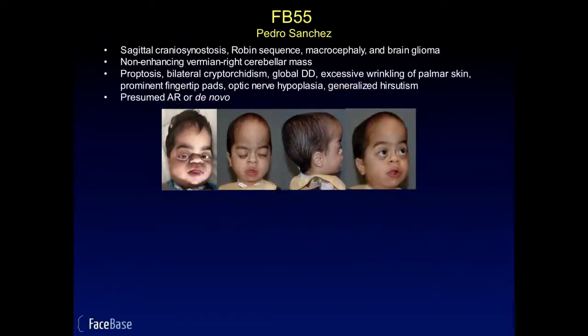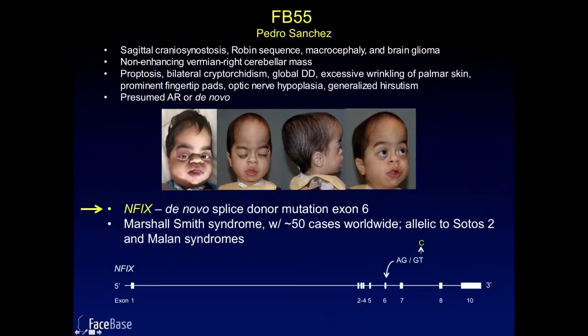Another case is this sagittal craniosynostosis. This child was sequenced as a trio. We found a de novo splice mutation in exon 6. This is known as Marshall-Smith syndrome. NFIX is the gene. What was interesting here is this child had a glioma in the brain. It turns out that NFIX is repressive for glial differentiation, and that likely explains this.